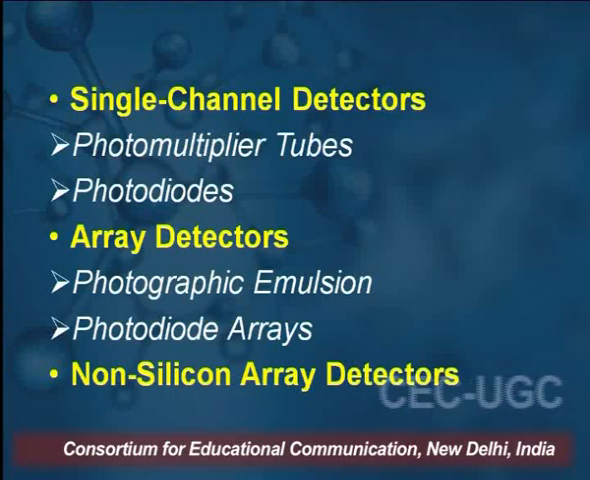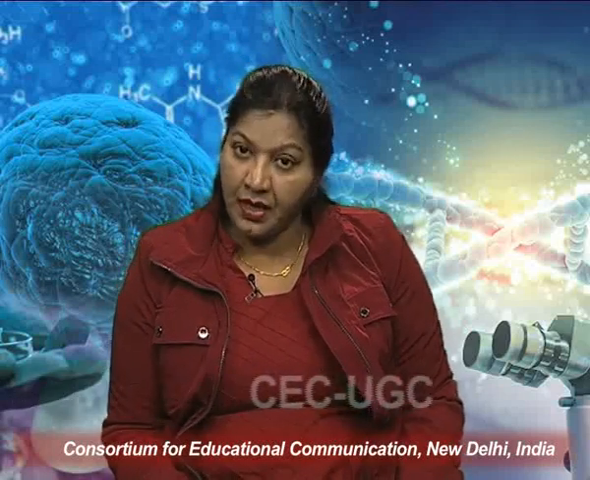So these types of detectors are used in the Raman spectrophotometer to detect signals which are very weak, having very low intensity as compared to the incident light.